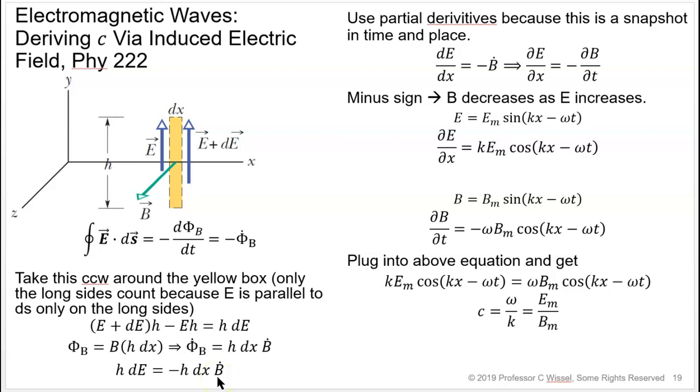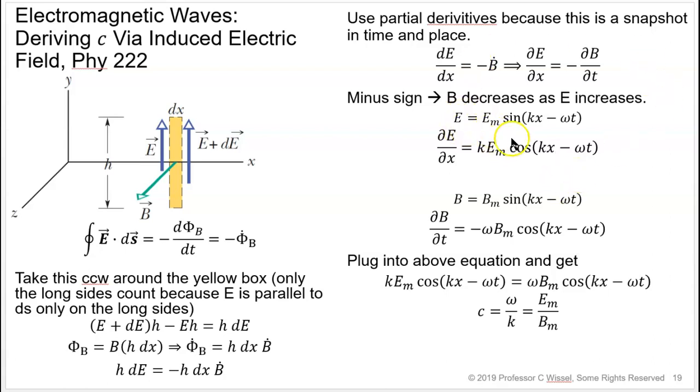And remember, the dot is a derivative with respect to time. So we're going to convert this to partial derivatives because this is a snapshot in time and place. dE/dx equals minus B dot, which is the partial of E with respect to x equals minus the partial of B with respect to t. The minus sign means that B decreases as E increases.